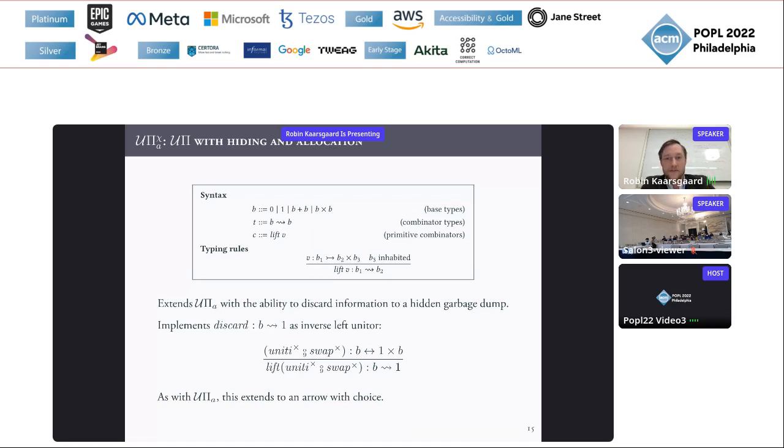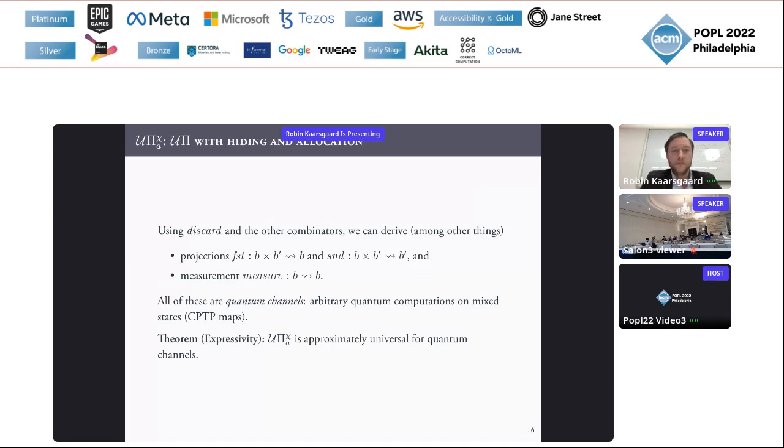And again, this allows us to implement a discarding combinator, and in turn, it extends actually to an arrow with choice. So indeed, this is a kind of effect over YPA and in turn over YP. So again, using discard and using these other combinators, we can derive things like projections, but also measurement. And we'll get back to how that looks in just a second.